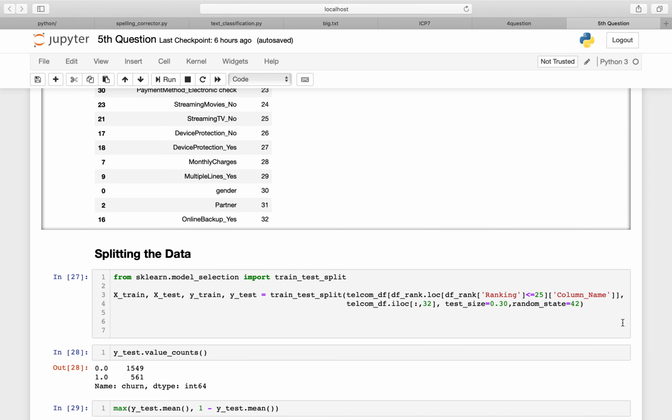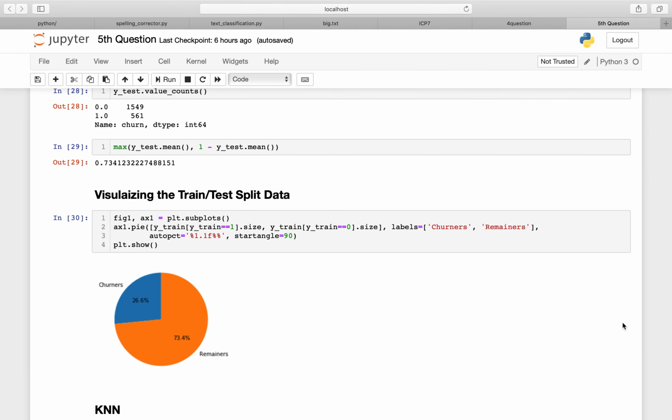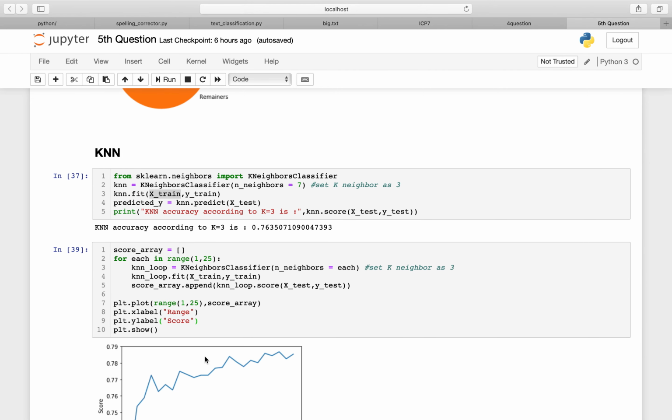And over here the last column is the target column. So the test size over here is 70/30. After splitting the data, churn is around 26% and 73%. So let's perform KNN.